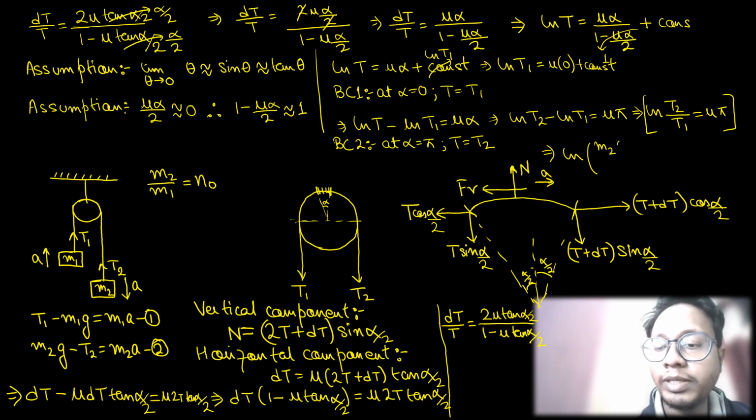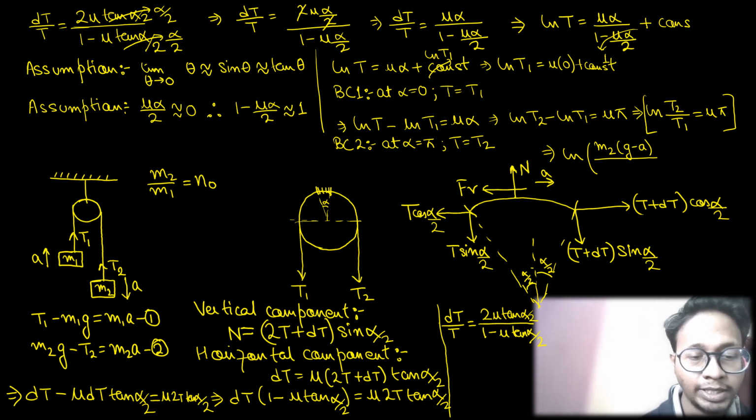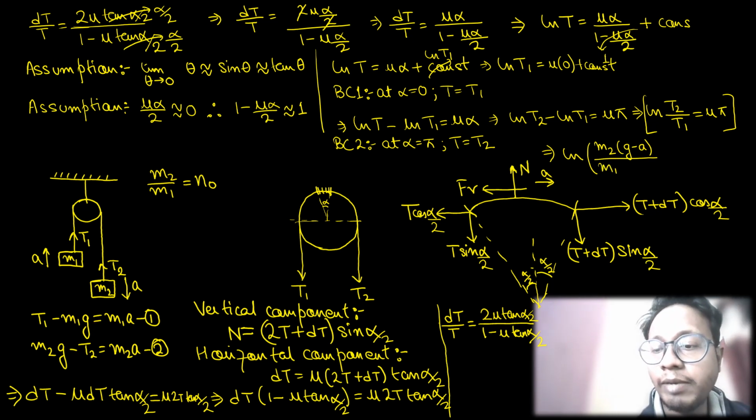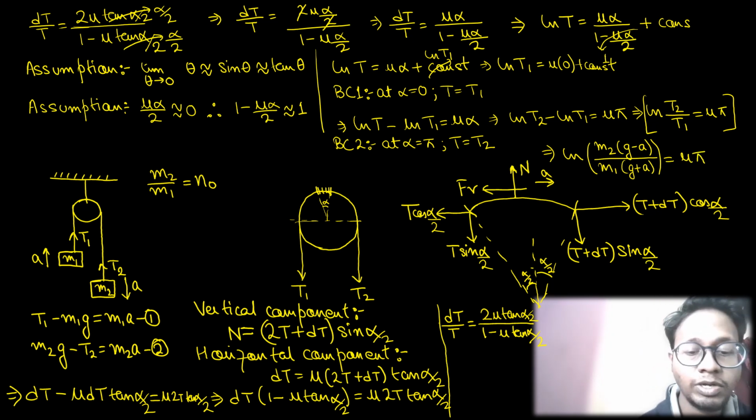M2G minus, I'm taking M2 common, divided by T1 is equals to M1G plus M1A. So if I take M1 common, T1 is equals to M1 into (G plus A), okay, is equals to mu into pi. Acha. What is the value of M2 by M1 given in the question?